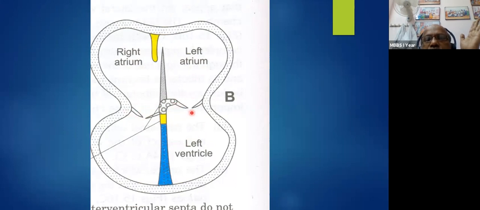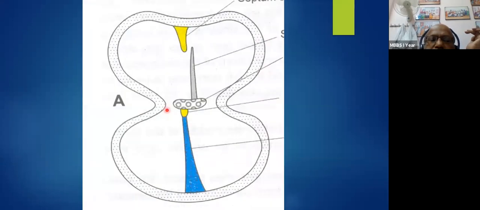So this is your left atrioventricular orifice guarded by your mitral valve. Now you see this small part, why does that difference come? Because the meeting of your interatrial septum and interventricular septum in the septum intermedium is not at the same point. Your interventricular septum is somewhat to the right. Interatrial septum is somewhat to the left.